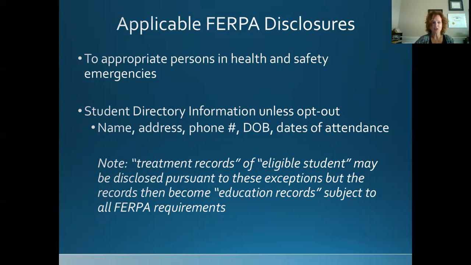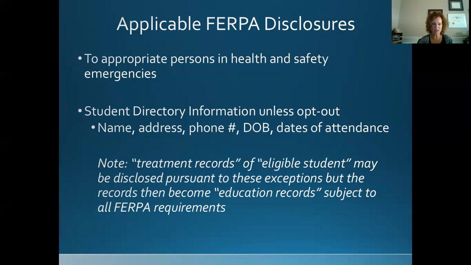Another FERPA permitted disclosure is a disclosure of student directory information, just like hospitals might have facility directories where they can disclose limited information. Schools can have student directory information that a parent can opt out of, but if they have not opted out, then schools and educational institutions can make disclosures of what falls under the heading of student directory information: name, address, phone number, date of birth, and dates of attendance.